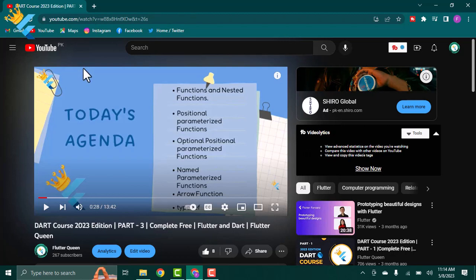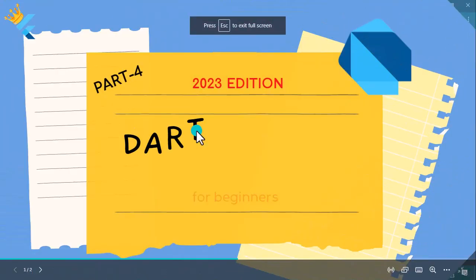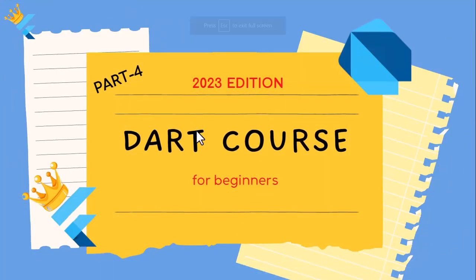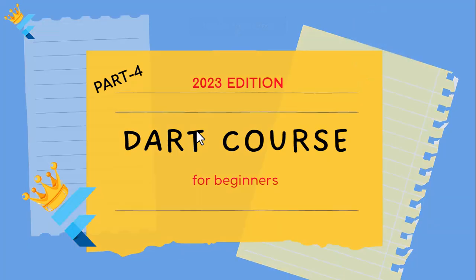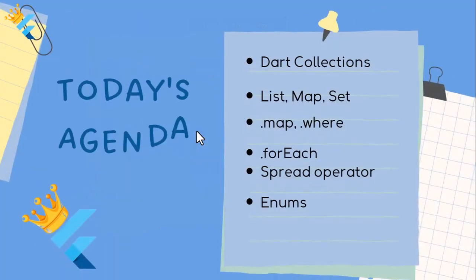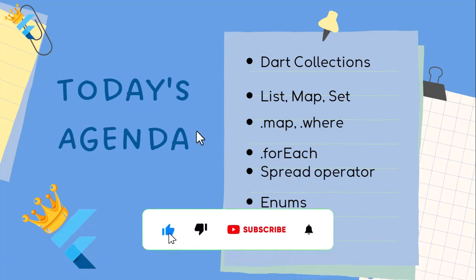So where we left off, in our previous videos, we covered the basics of Dart, including functions and type depth. Today, we are going to move on to something new and explore Dart collections and the dot map and dot where functions, for loops inside of a list like that. We have discovered for loops previously, and enums, spread operators.